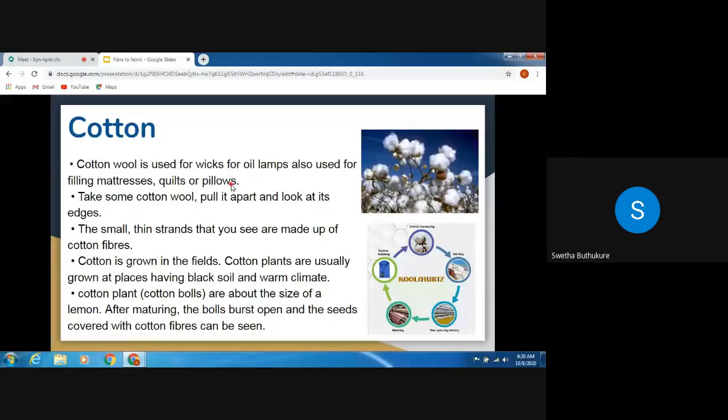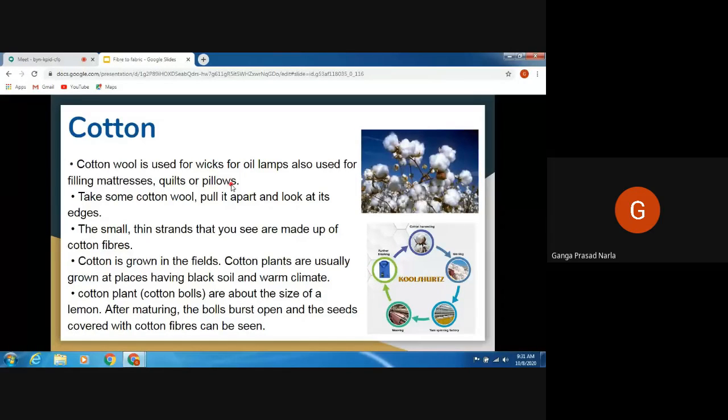Sir, can I show seeds? Yes. Cotton comes from seeds. If anybody has cotton seeds, please show. Could you remove the seeds from the cotton and show them properly? Okay, definitely.